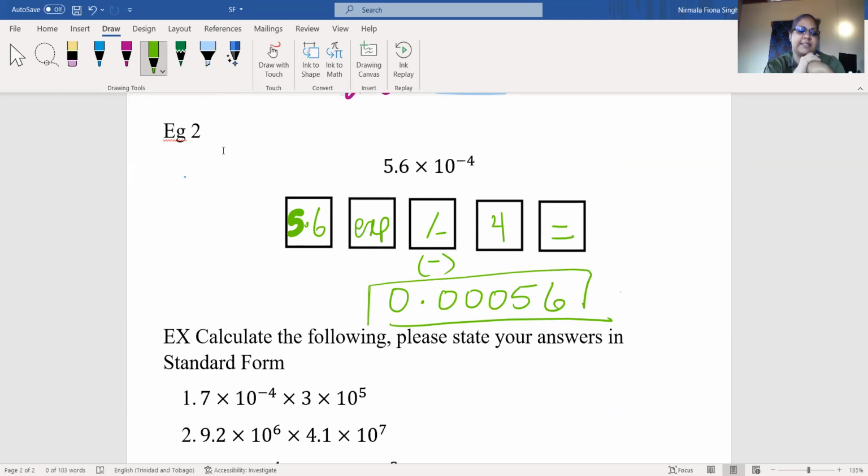Did we get 0.00056? Yes, Miss. Beautiful. So you see how nice your calculators are, they're very, very useful tools. I have never used all the functions in this calculator up to now. There are some of them that I have no clue what they are for.